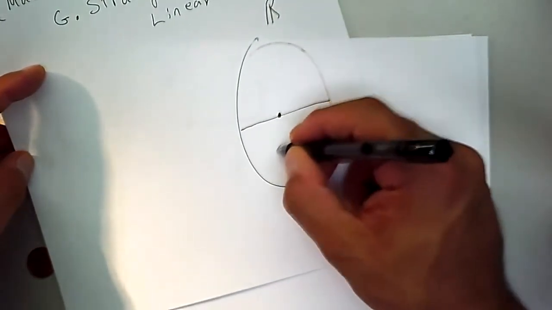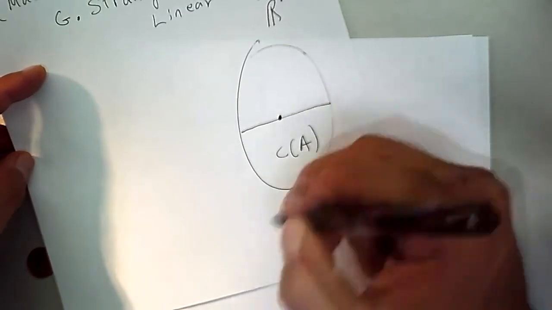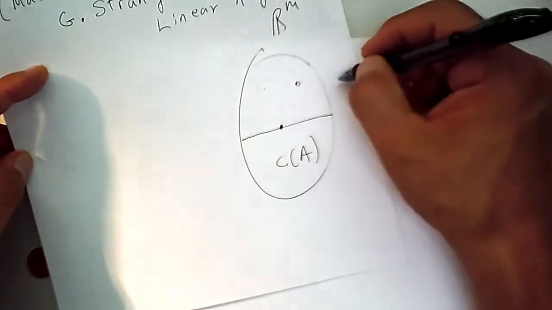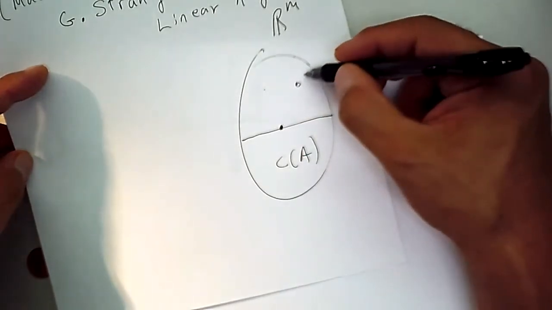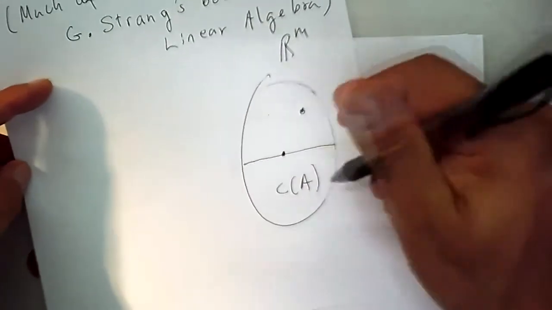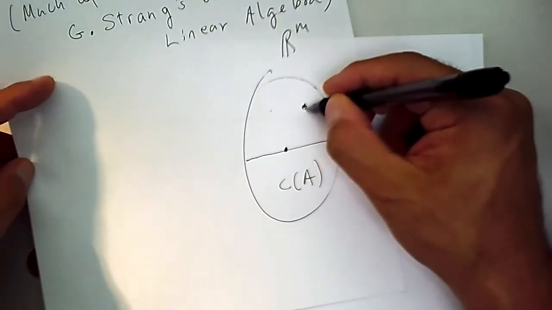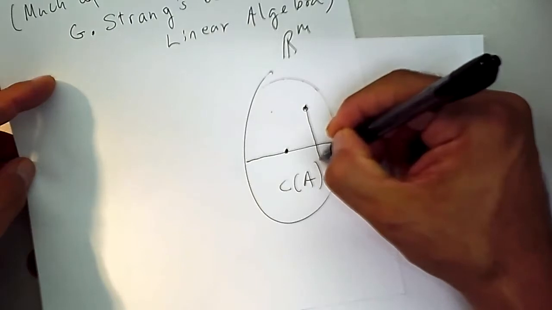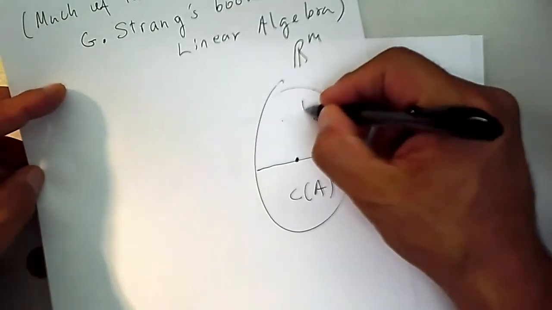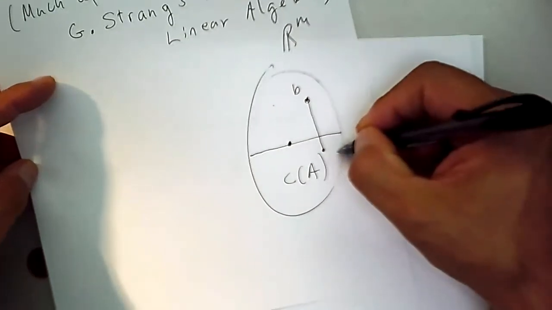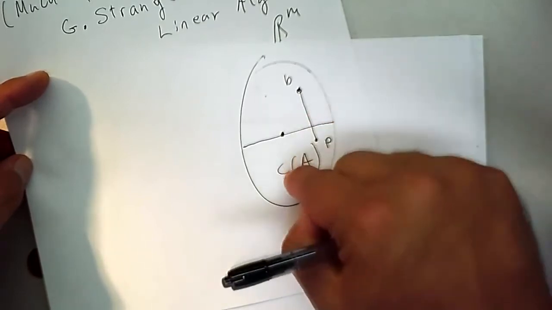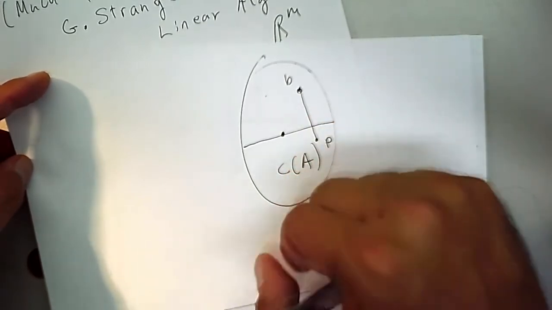Anyway, let's focus on one subspace. Let's label it C(A) for now. Any point that is not in C(A), but is in R^m, can be projected down to a point in C(A). So any element b can be projected into p, which is in this particular space.